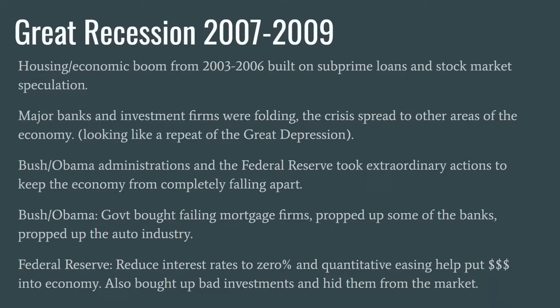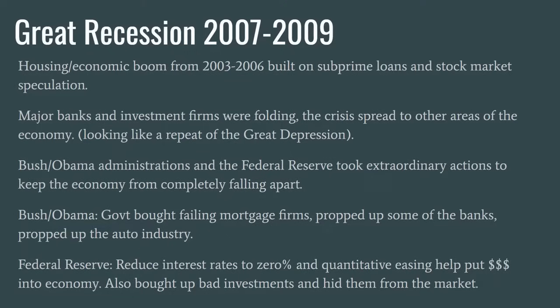In the midst of this was the historic 2008 election, won by America's first black president, Barack Obama. During the last days of the Bush administration and the first months of the Obama administration, the federal government and Federal Reserve took extraordinary actions to keep the economy from completely collapsing. The federal government took over the failing mortgage firms, Fannie Mae and Freddie Mac, and propped up major banks like JP Morgan and American auto companies like General Motors.